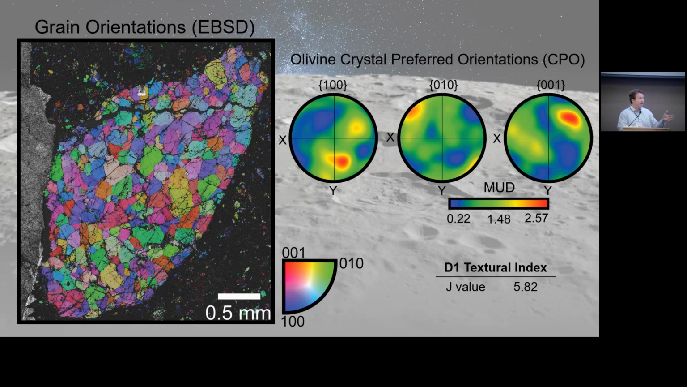You can see there are increased frequencies in each of these three pole figure plots, meaning that D1 is preserving some sort of preferred orientation, meaning the olivine grains are slightly aligned in a single direction as opposed to being in a random orientation, which we might expect in a more pristine igneous sample.